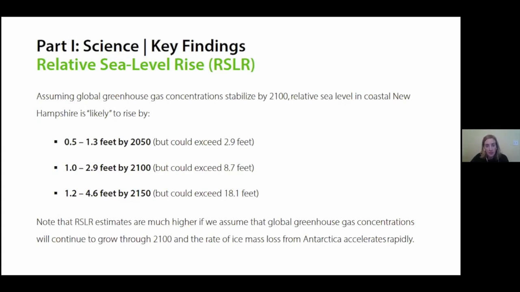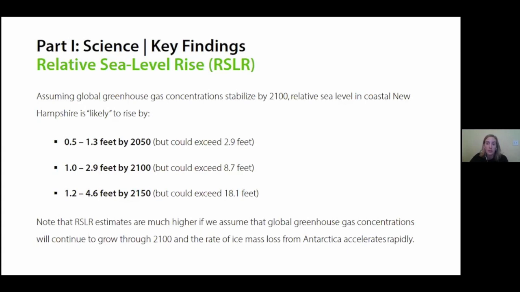By 2150, we're likely to see up to 4.6 feet of relative sea level rise, and though less likely, we could exceed 18.1 feet. So here are a couple of really important things to note. Uncertainty rises as we get further into the future. So basically we know more about what the world is going to look like in the next 30 years, and much less about what the world is going to look like in 100 years. So that's why there's such a big possible range in 2100 and even bigger in 2150.